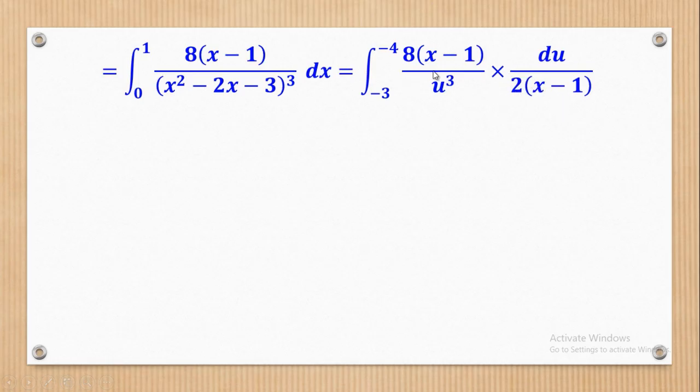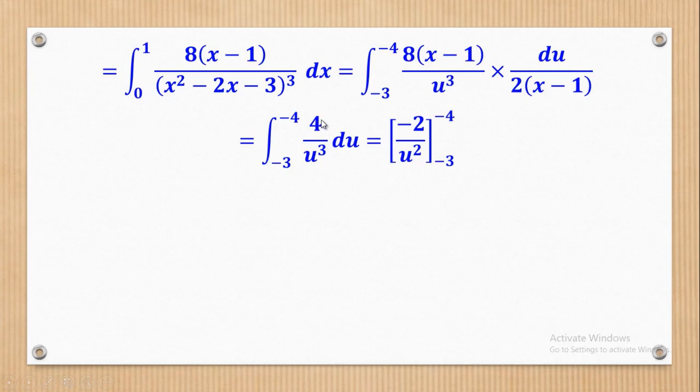So I've substituted, and the next is to simplify. When I simplify, this 8 divided by 2 will give me this 4. Then this x minus 1 will cancel with this x minus 1, and I remain with u cubed as my denominator here. I realize that now, after substituting for dx, the integral that results is easier to integrate. Now this one is the same as 4u to the power negative 3. And when I integrate that, I'll come up with negative 2 over u squared.